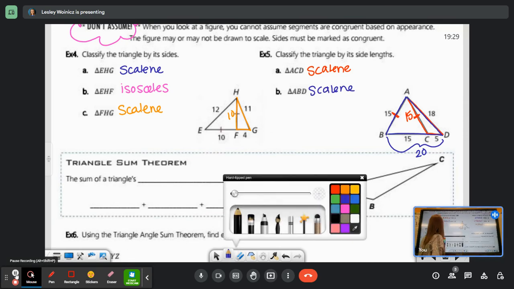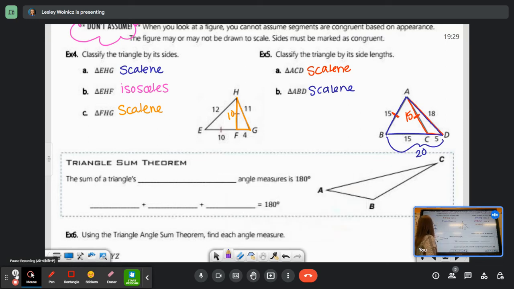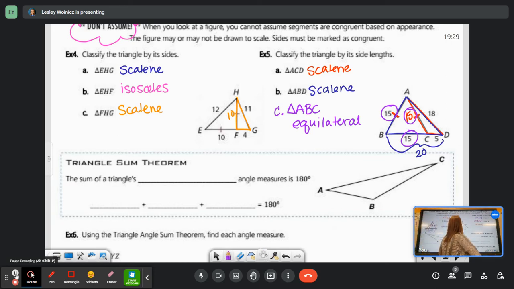All right, let's add one more. We're going to do triangle ABC. ABC, easy as 1, 2, 3. I got a 15, a 15, and 15. It's equilateral. I wonder if it was in the notes and I accidentally deleted it. So I'm going to add it back for you guys because I want you to have that one.